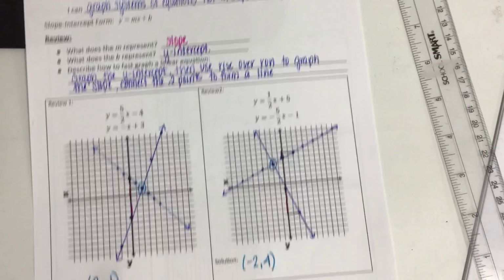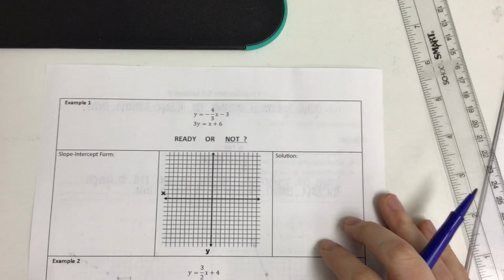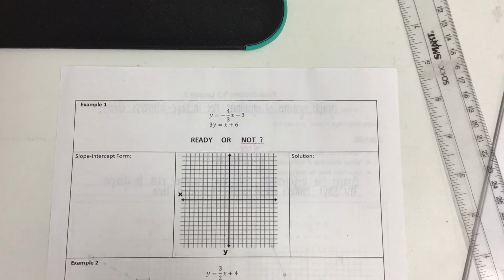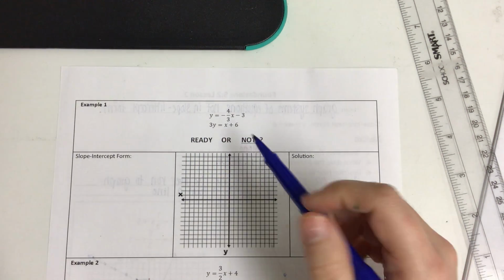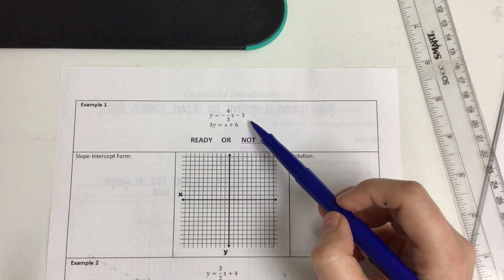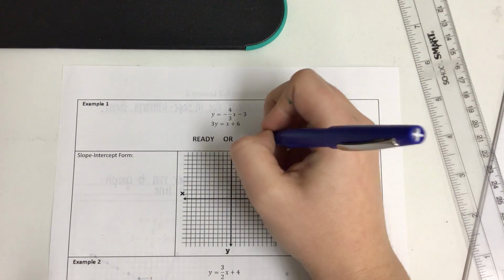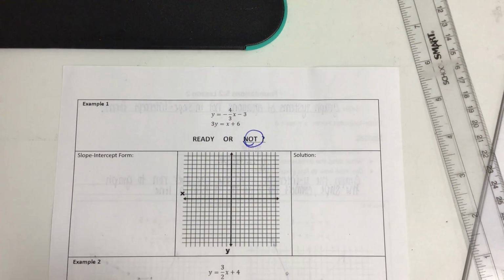So let's do some practice with this. Example number 1. Is this one ready or is it not? Well, our first equation is ready, but our second one is not. So that's the one that we are going to work on changing over here in this box. So we're going to rewrite it.